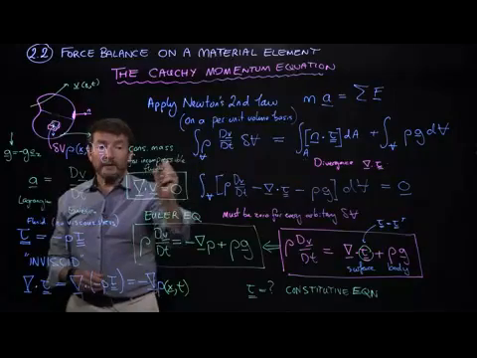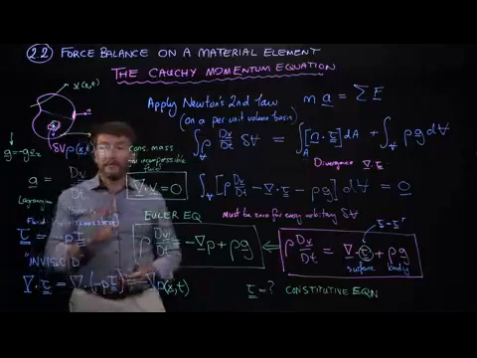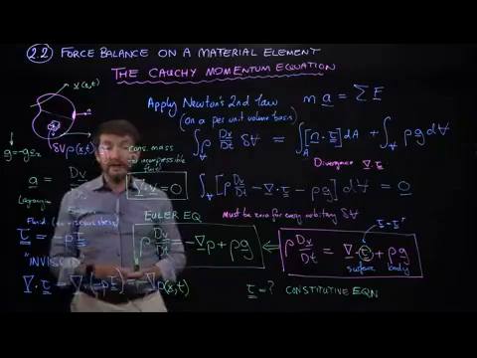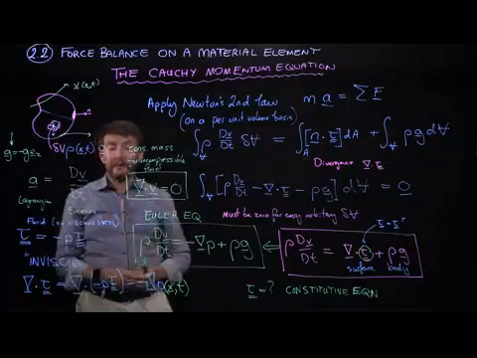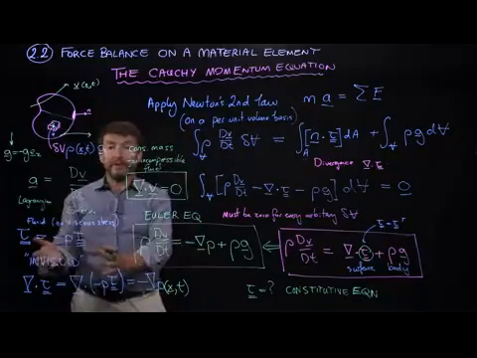And so now we have another equation. We have one scalar equation plus three vector equations. We have four equations and four unknowns, so it looks like we're in very good shape now. And this would be, in general, the set of equations that you would solve for an incompressible and inviscid fluid.